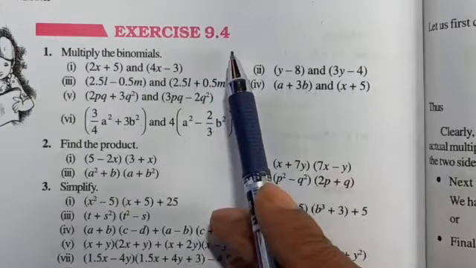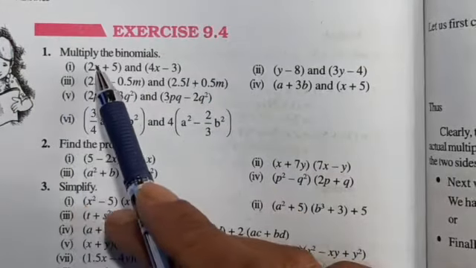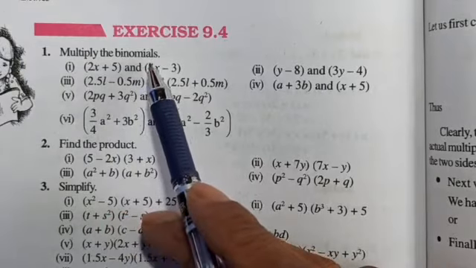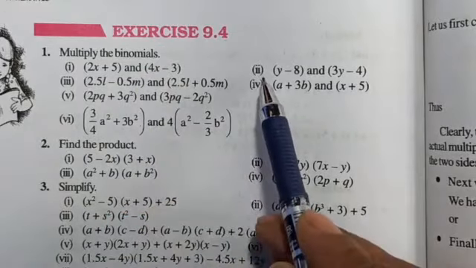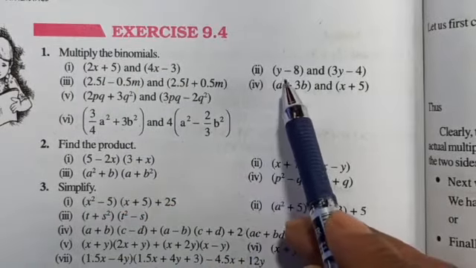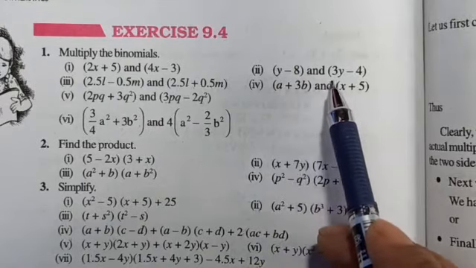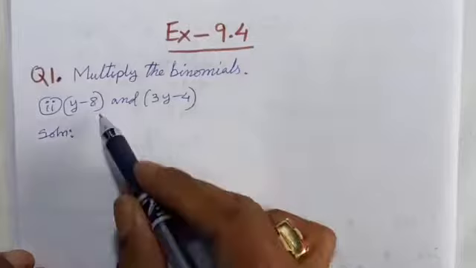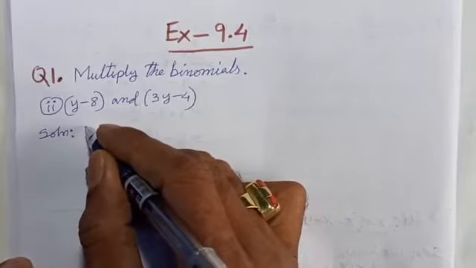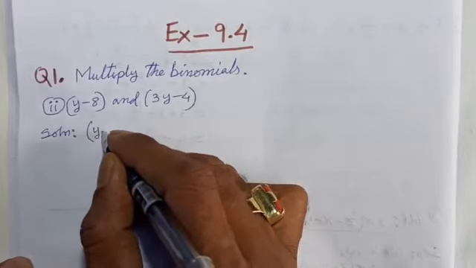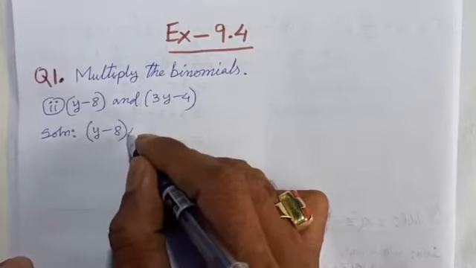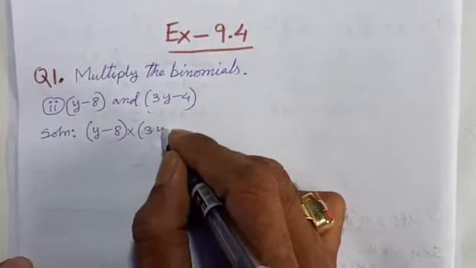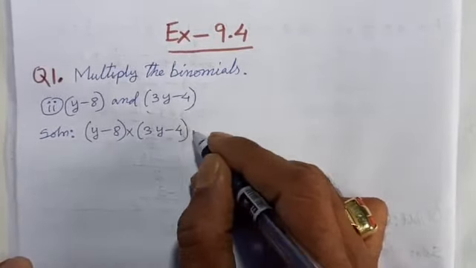Exercise 9.4, question number 1, multiply the binomials. Now let's write question number Roman 2: y minus 8 and 3y minus 4. Solution. So now we have to multiply y minus 8 into 3y minus 4 is equal to.